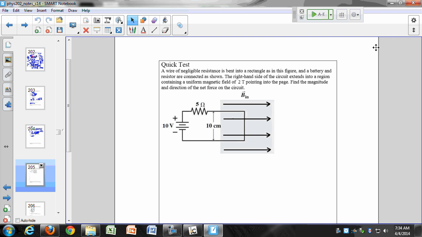All right. So first of all, we just want to find our current. Do this a couple different ways. Our current comes up in this direction, right? It goes through here, and then it goes through here. What is the magnitude of that current?